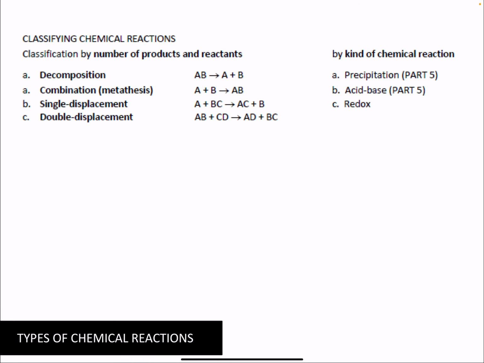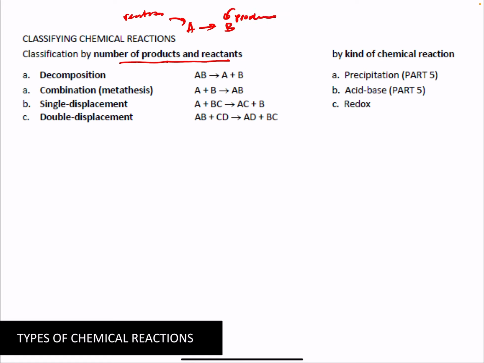Let's take a look at different kinds of reactions or ways to describe reactions. There's kind of two different approaches. One is you look at the number of products and reactants, right? The stuff on the left and the stuff on the right, right? Reactants here on the left, products on the right.